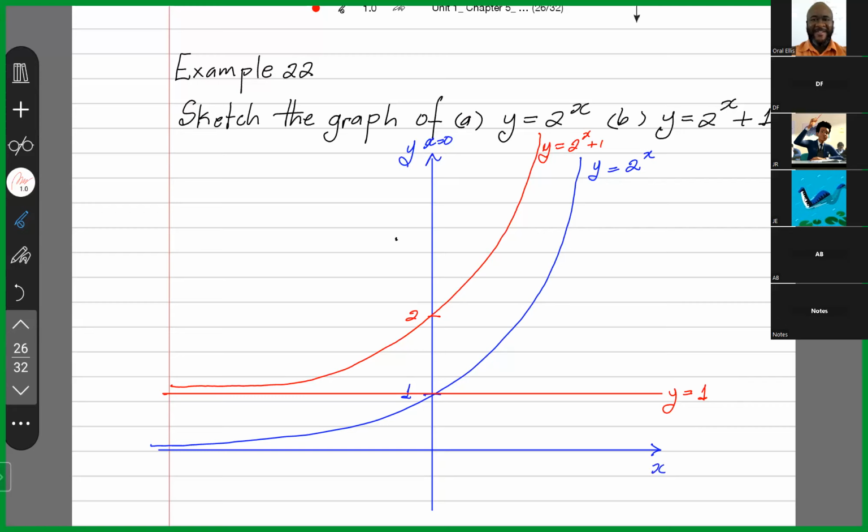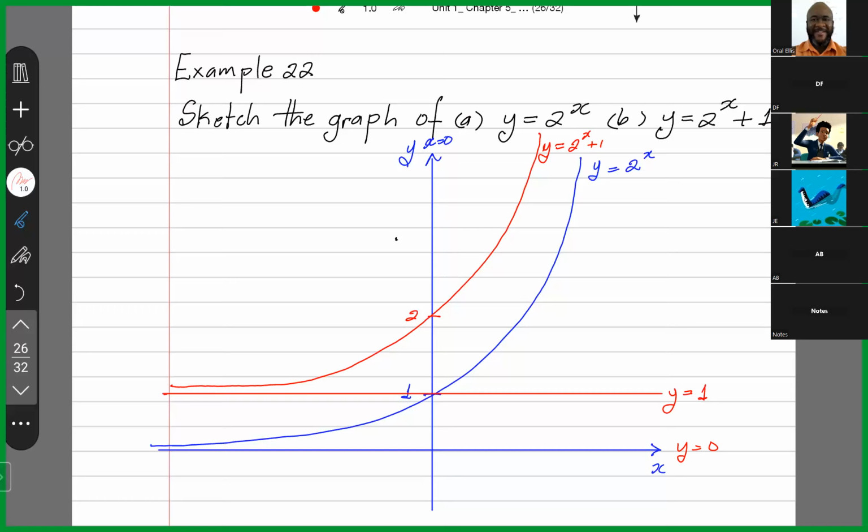The horizontal asymptote was the x-axis, which is the line y is equal to 0. And by pushing it up 1 unit vertically upwards, I've now made the horizontal asymptote y is equal to 1. Now, the function y is equal to 2 to the x plus 1 never, ever, ever falls below y is equal to 1.